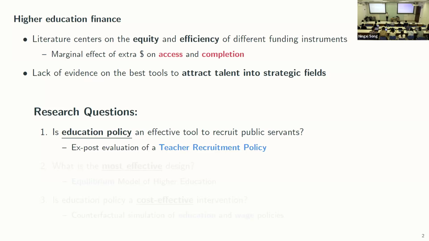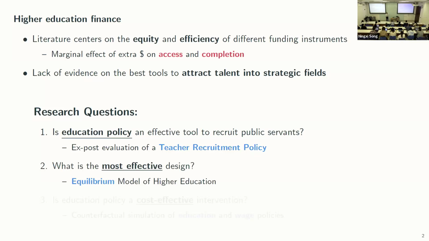So in the first step, I do an ex-post evaluation of this policy. Today, because this is the DSE conference, I'll spend more time on the second part, which is the structural part. But I will find that this policy managed to attract high-performing students at teacher colleges. It also improved teacher quality.